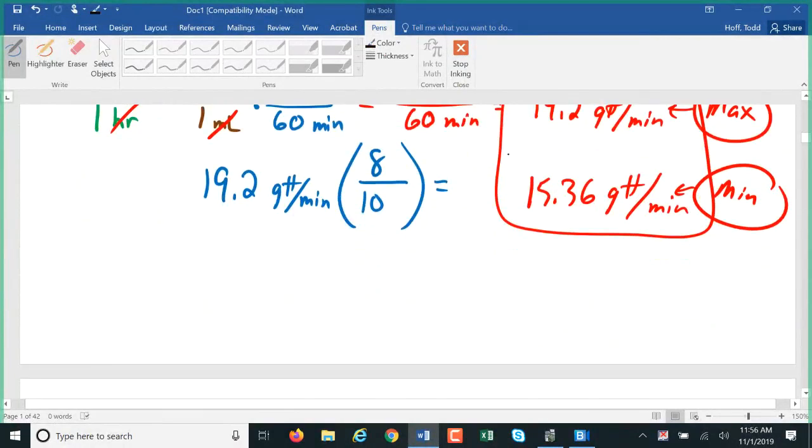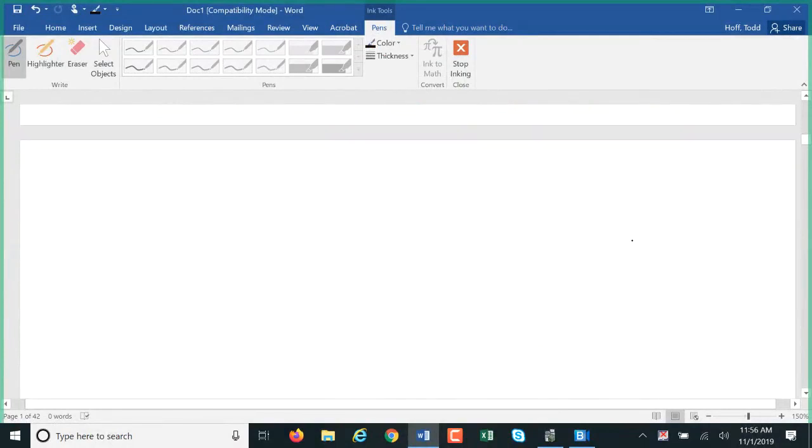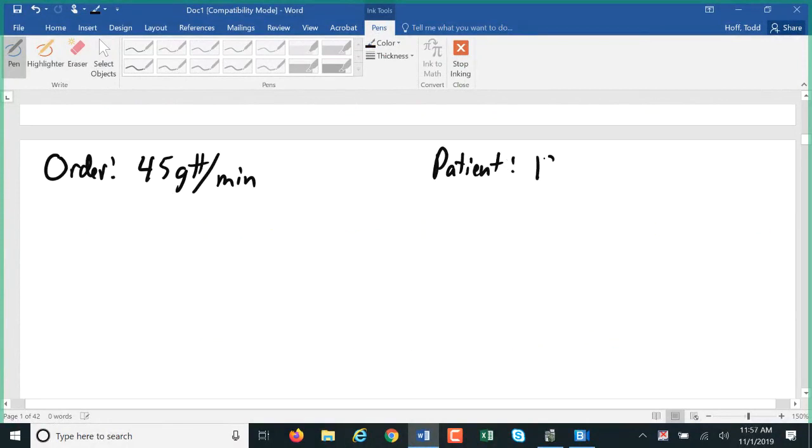Those are a little bit more confusing. Let's do one more example. So let's say the doctor orders to run an IV. Oops, you have a question? Doctor orders to run an IV at 45 drops per minute. Patient that weighs 198 pounds.